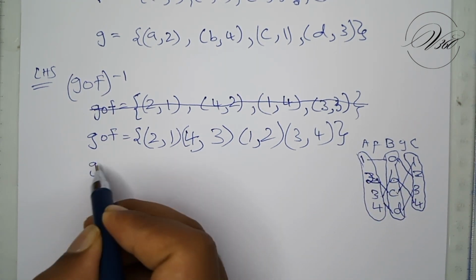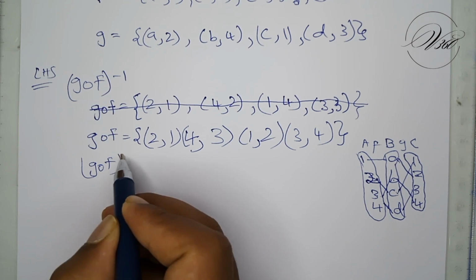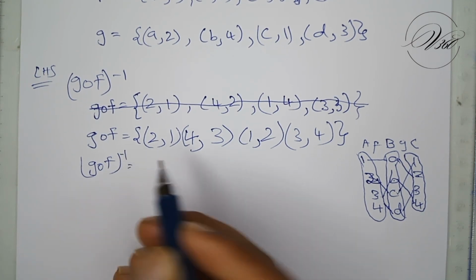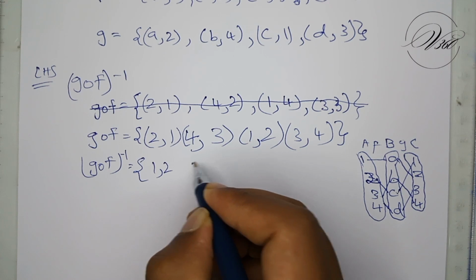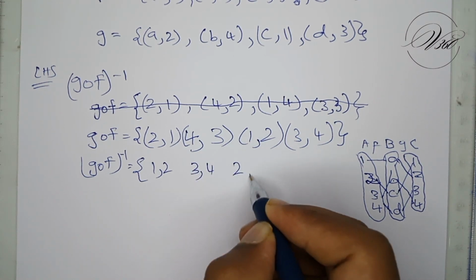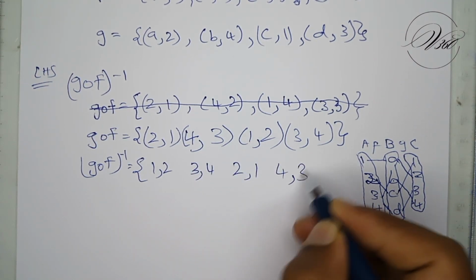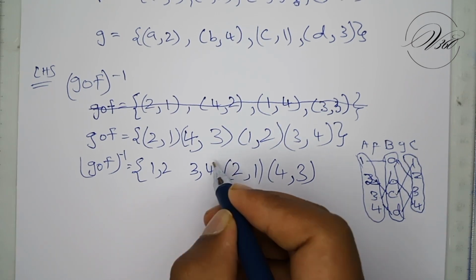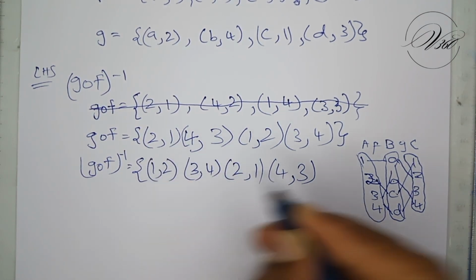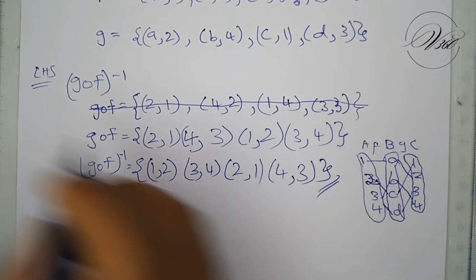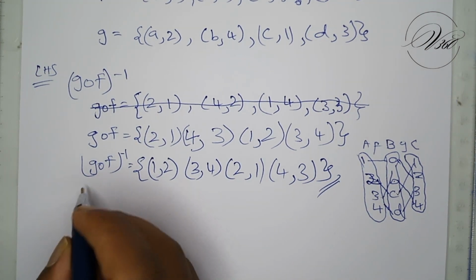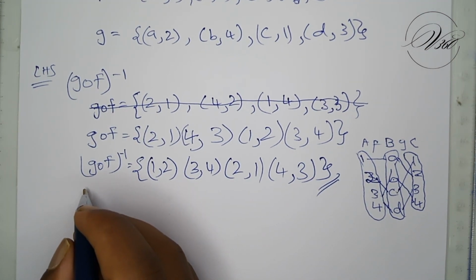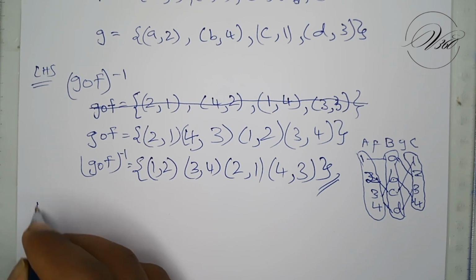Now g of f whole inverse is the reverse of this, that is 1 comma 2, 3 comma 4, 2 comma 1, 4 comma 3. This is the actual answer for the first bit. Sorry, it is the LHS for which we have got the answer. Now we'll do the RHS.